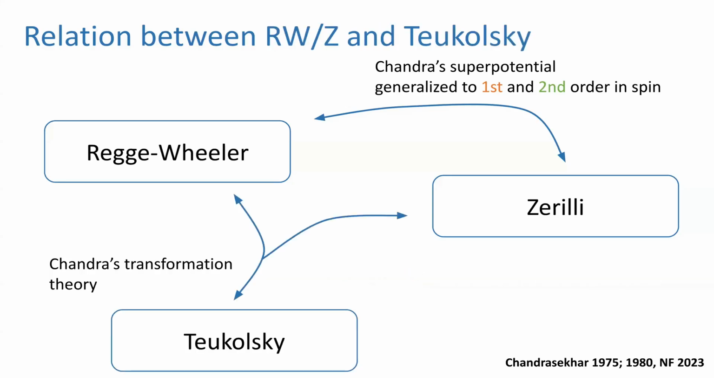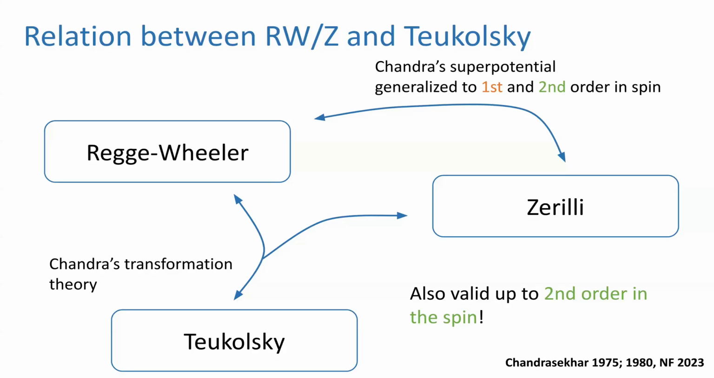It's just a nice confirmation that this isospectrality is holding at higher orders. And even more interestingly, Chandrasekhar also found a transformation that can bring the Regge-Wheeler or the Zerilli equation into the non-spinning Teukolsky equation. Of course, this transformation is also valid up to second order in the spin. So it's kind of closing the whole picture.